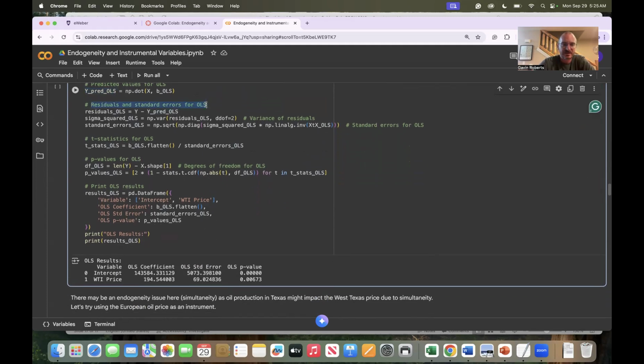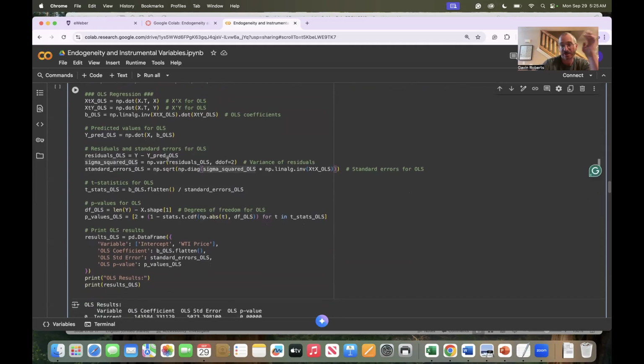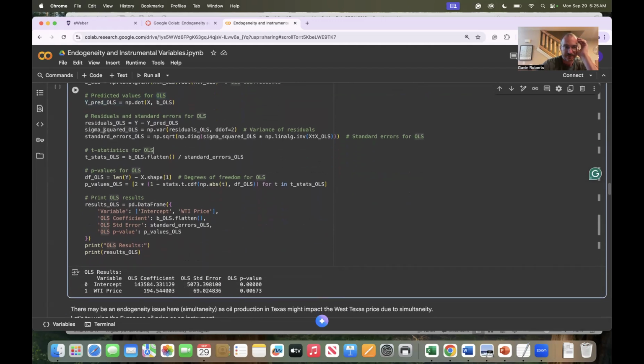So then we can get residuals and standard errors. Because I'm doing this with matrix algebra, I just have to extract all of the errors and stuff. So I get my predicted values. Then I take my residuals, or my actual value minus my predicted value right here. So I'm just creating my sample error terms. And then I can get my sigma squared after I have my sample error terms. So that's the variance of the residuals, right?